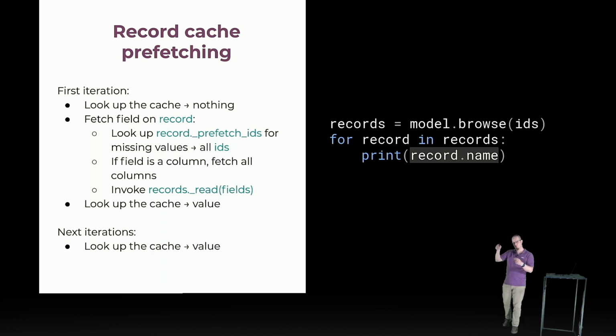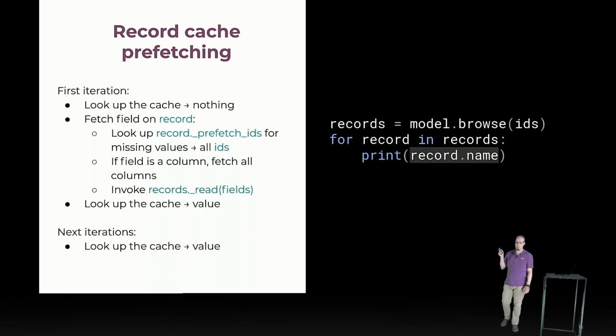This was for the first time you go through the loop body. The second time, you'll look up the cache of the second record in the set, and this time, the prefetching that occurred in the last iteration has filled in the cache. You get a cache hit, you get the value right away. And therefore, every subsequent iteration finds the value it needs in the cache. This is how the record cache prefetching works.